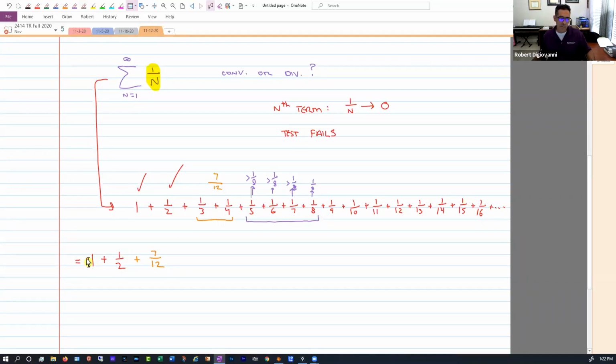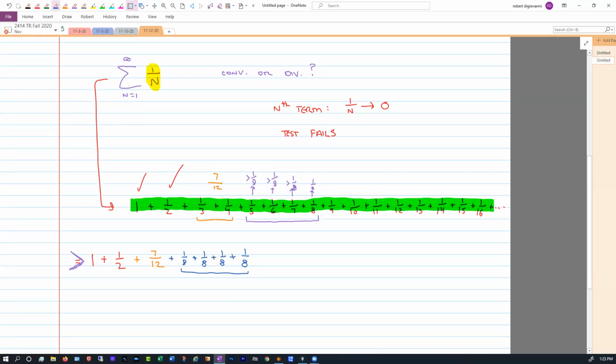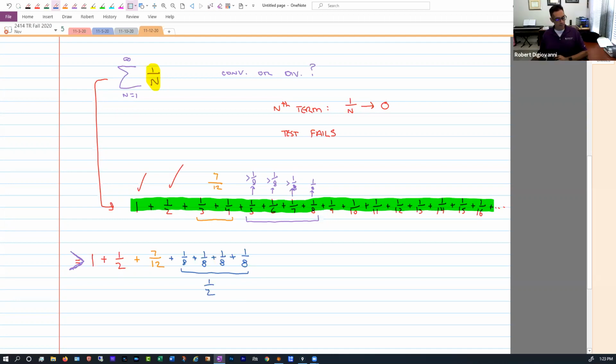So I'm going to change something up here. Remember how I put an equal sign here? I'm going to change this to a greater than sign. Because what I'm trying to convince you is that this sum now has to be bigger than 1 plus a half plus 7/12. Here they're the same, right? But if I say that the next few terms are 1/8 plus 1/8 plus 1/8 plus 1/8, and each of these guys is bigger than these guys, then this sum would have to be bigger than that. Are you following me? Okay, but what is 1/8 plus 1/8 plus 1/8 plus 1/8? That's 4/8, and 4/8 is a half, isn't it?